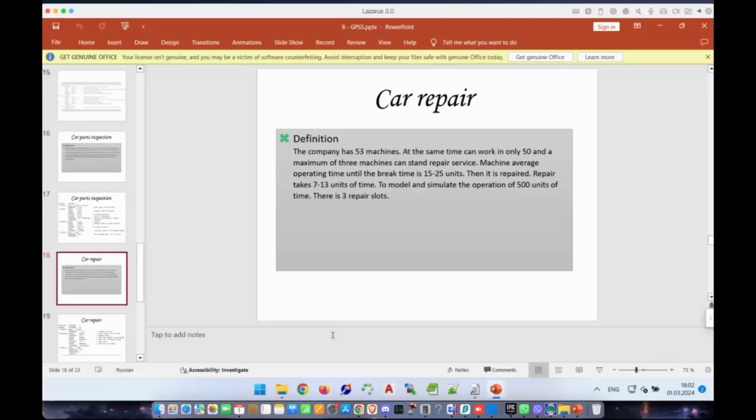And once it works again for this assumed time, that machine will again need maintenance or a repair service. Well, I suppose you understand that this task comes from real life. If so, please put a plus in the chat.